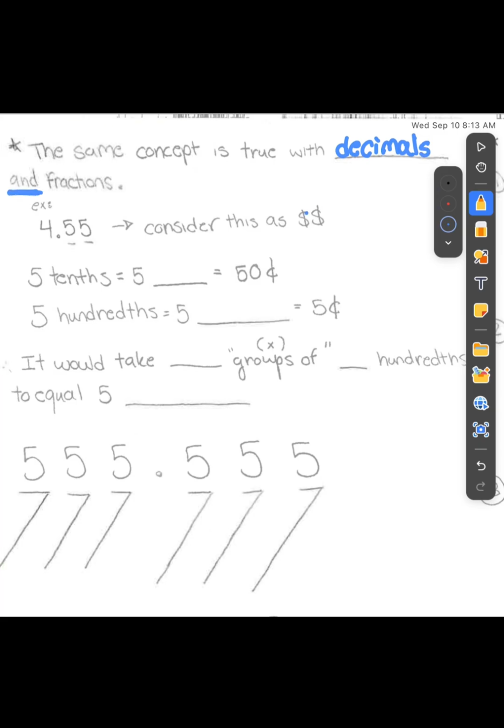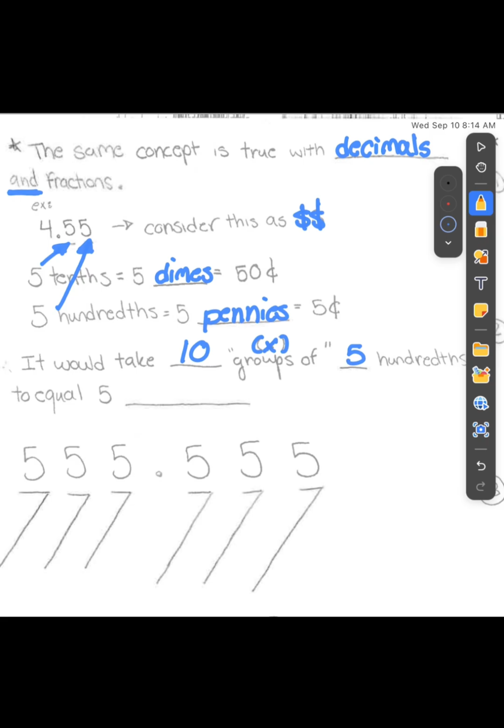Now we're going to look at this number 4.55 and think about money. It helps it make sense. You have 5 tenths, which is like 5 dimes, and 5 hundredths, which is like 5 pennies. It's saying it's going to take 10 groups of 5 hundredths to equal your 5 dimes.